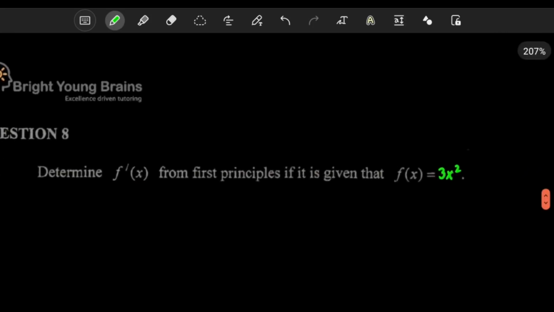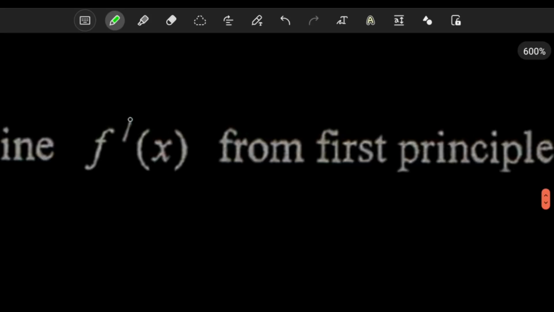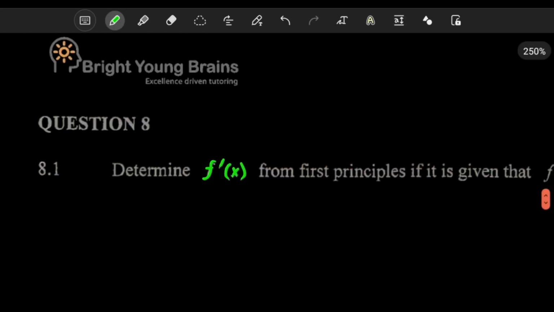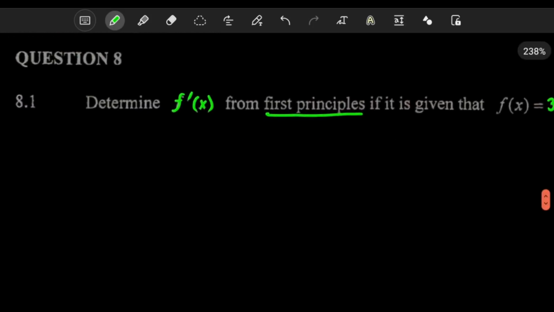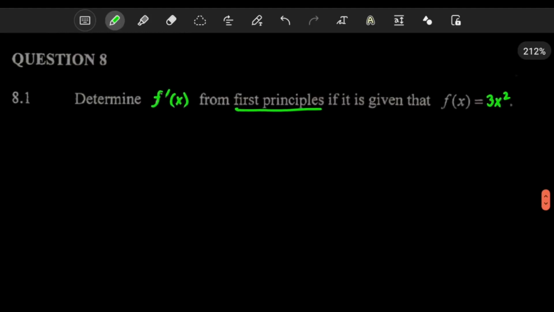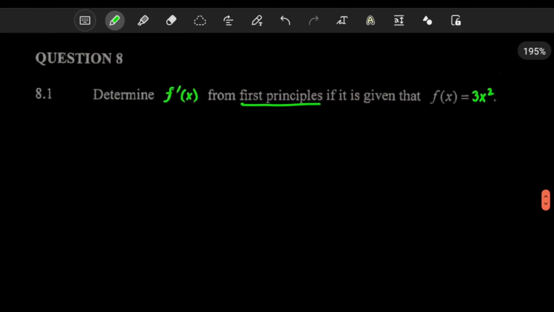So here they say determine the first derivative. This means you need to get the first derivative. And remember, the first derivative is just a gradient equation. So we should get the gradient equation of f of x using first principles. And remember, first principles is a formula on our formula sheet. I think I should also attach the formula sheet in the description. So anyways, here, our first principles formula looks like this.